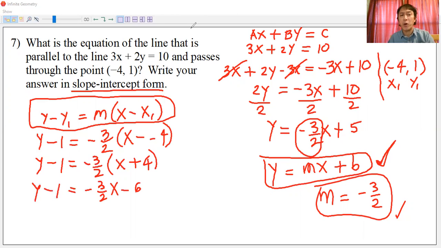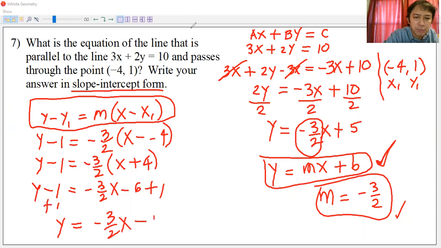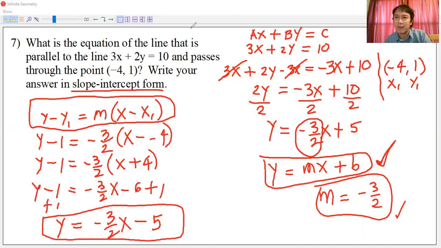All right, if we are going to add 1 to both sides, okay, add 1, and then add 1 here, then the left side is now just y equals negative 3 over 2x minus 5. And that should be our final answer. Okay, that should be it. That should be the final answer.